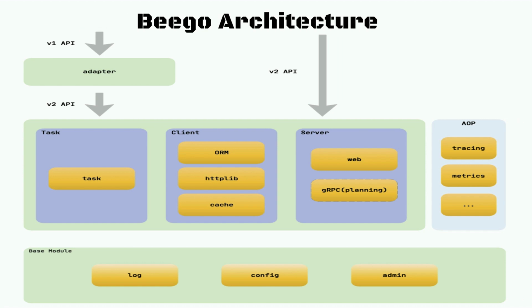Beego is composed of 4 parts. Module 1, base module, including log module, config module, governor module. Module 2, task, is used for running time tasks or periodic tasks. Module 3, client, including ORM module, HTTP lib module, cache module. Module 4, server, including web module. Beego will support gRPC in the future.